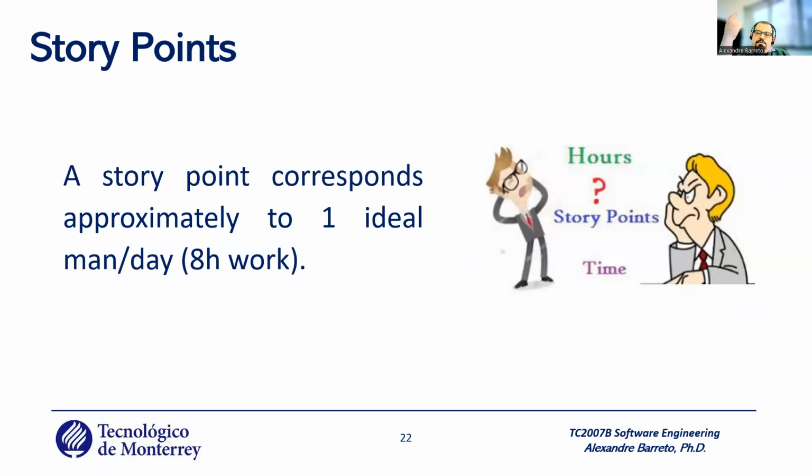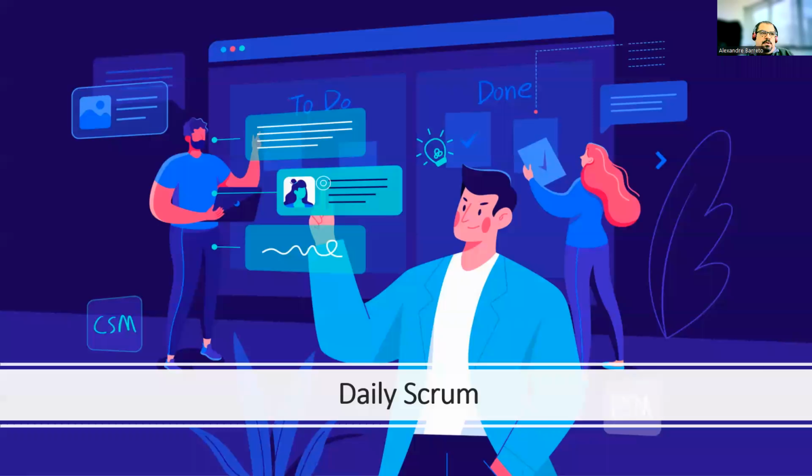As for the unit of the story points, a good approach is that one story point corresponds approximately to one ideal man-day, for example, more or less 8 working hours.